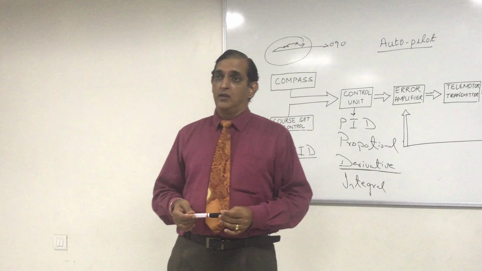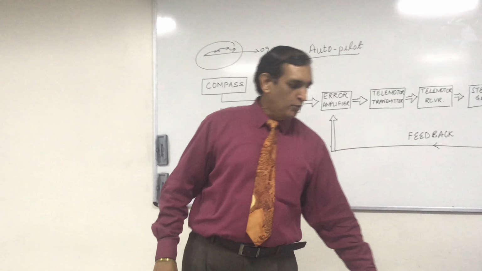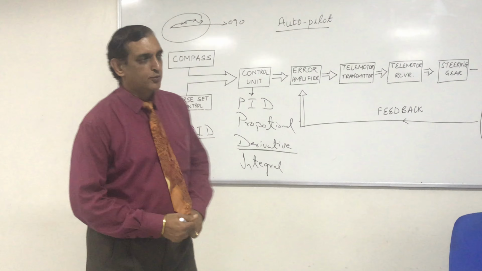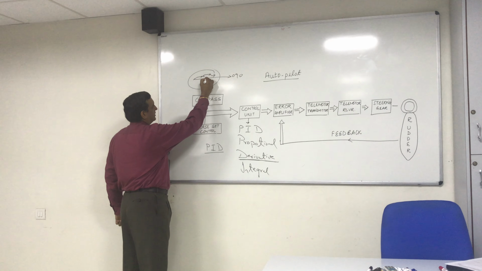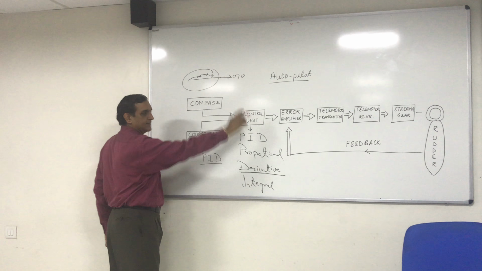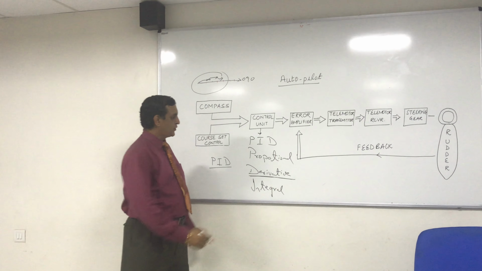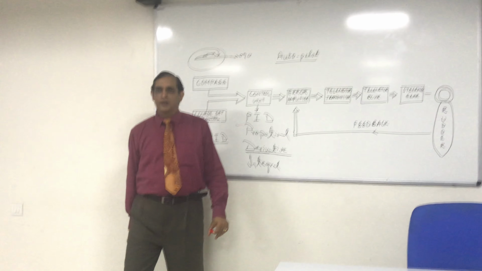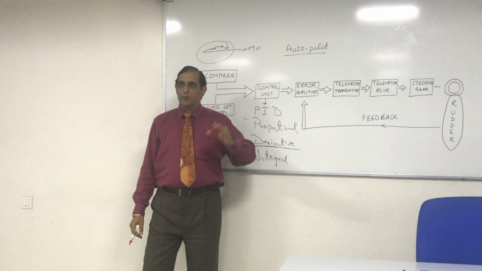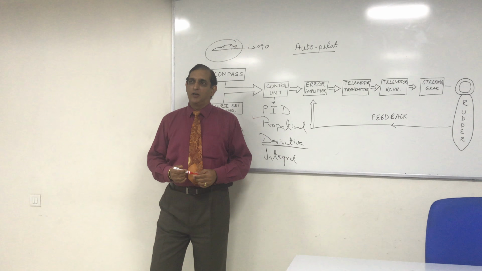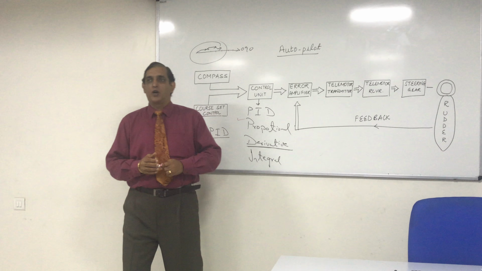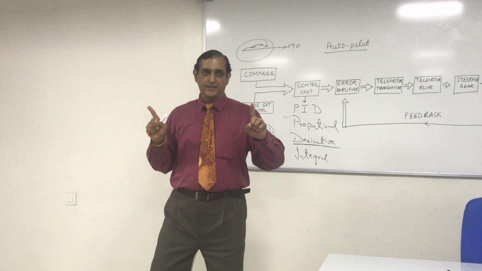And track control, what happens? You want to maintain this track. You don't only want to maintain 090, but you want the ship to move along this particular track. So that is where the proportional control came in. Proportional control acts depending on how far you are from the coastline or from your track.